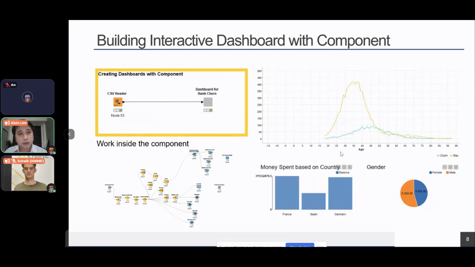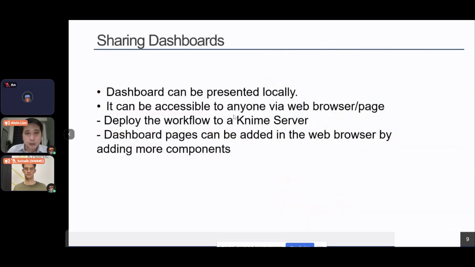So building interactive dashboards requires the use of components. In the component, all the nodes are gathered, and you can see all of the nodes that are being used, and they are linked to each other. This component can be opened up to create a dashboard or a graphical interface for you to analyze and do your EDA, for example. And it is beneficial to use dashboards also, which can be presented locally. That means you can just use your computer and open up your KNIME software to present your dashboard and to present your data, or it can be accessible to anyone via a web browser page.